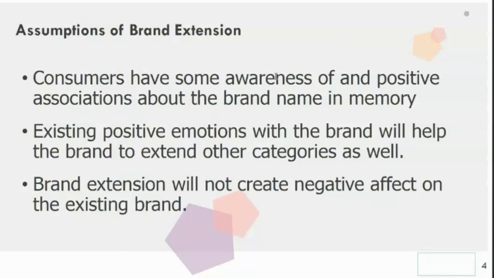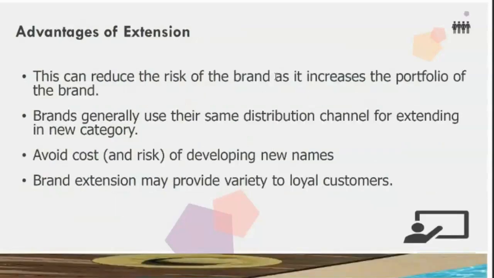So if, for example, Samsung does not do well in the laptop category or in the mobile phone category, there is a possible chance that people will stop buying their home appliances as well, because as a brand you will lose that association. So what are the advantages of doing any kind of extension?